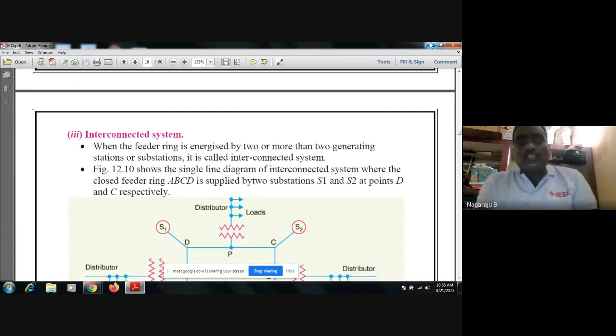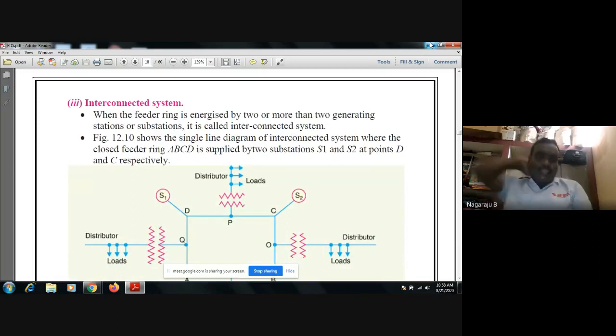So this is the third one, the interconnected system. An interconnected system is when the feeder ring is energized by two or more substations. Previously, the ring main type, the loop type of system, had only one substation. Here I am using more substations, so that is nothing but an interconnected system. When a fault occurs on one substation side, you have another connection.